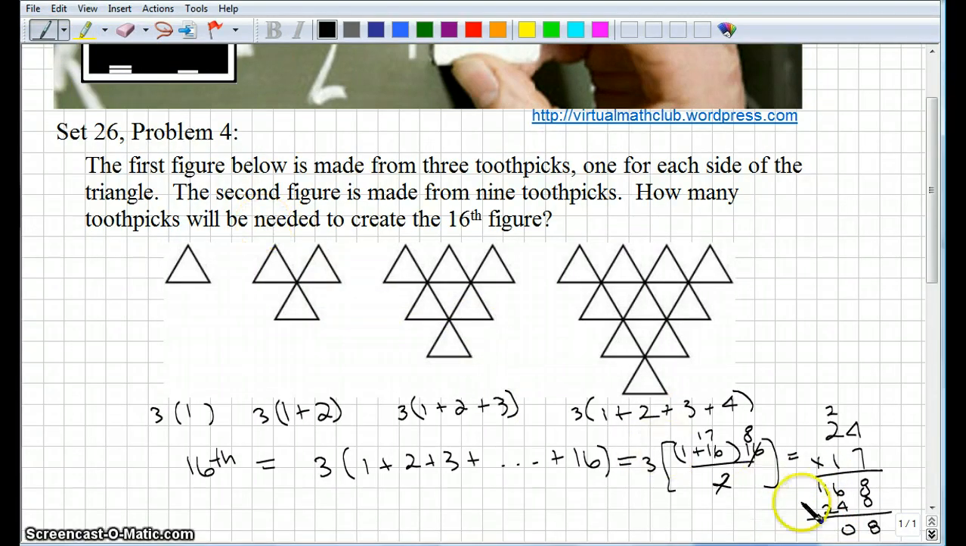408 toothpicks. Okay, so the answer, let me rewrite it here nicely. So the answer is 408 toothpicks. All right. So there you go. There's the answer.